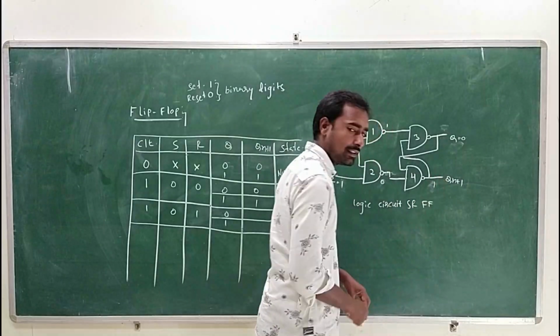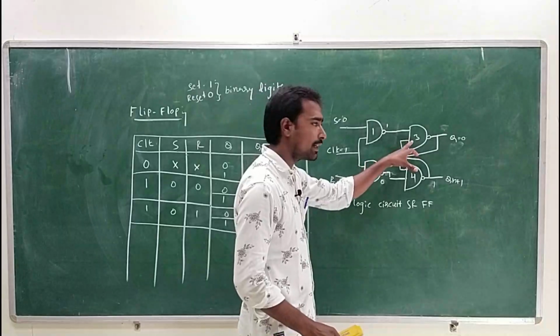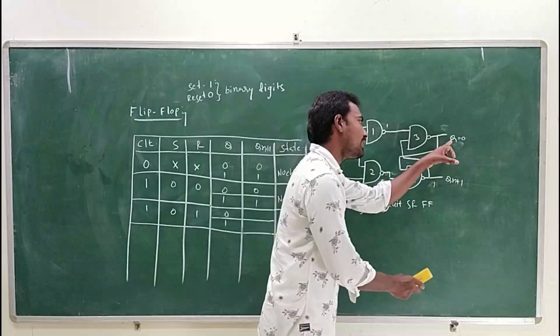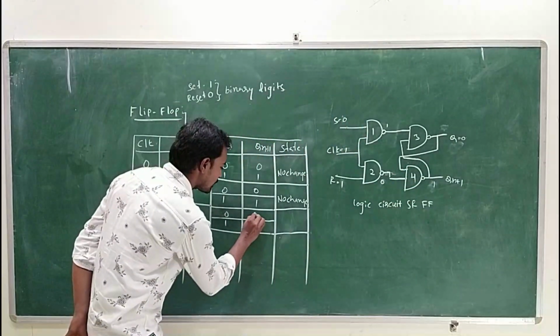Okay, here we are getting the 1 output, and that output is connected to the third NAND gate, and 1 cross 1 is equal to 1, 1's complement is 0. So here we are getting the output is equal to 0.